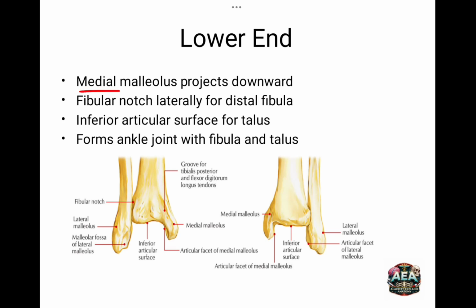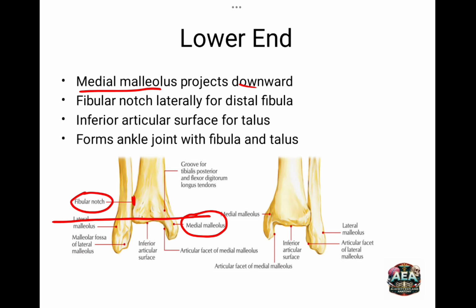The tibia has a medial malleolus, which we already said earlier. It projects what? Downwards. See how it's projecting downwards. Take this as your normal level. See that the medial malleolus projects downward. We have a fibular notch, which is on this side. This is the fibular notch.